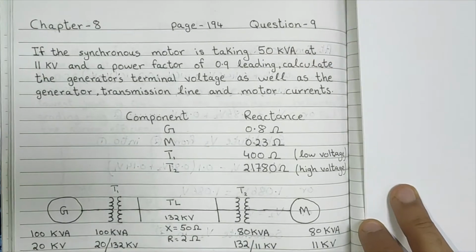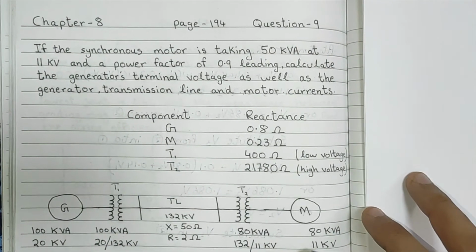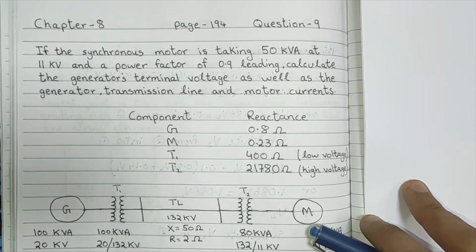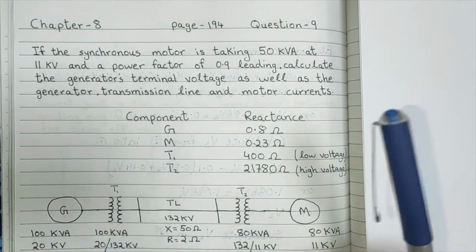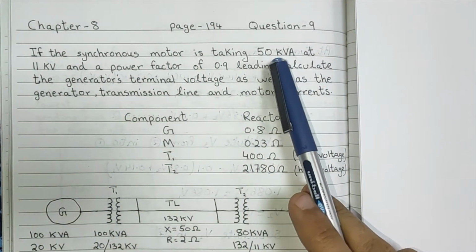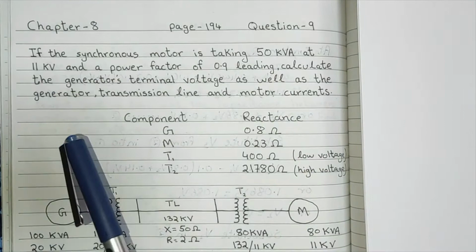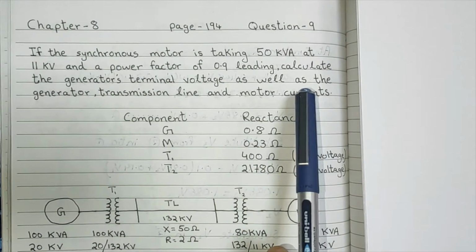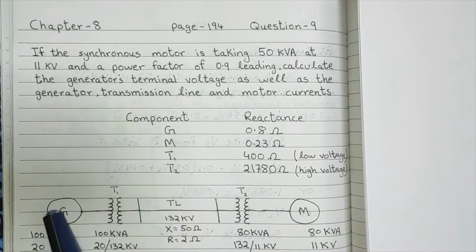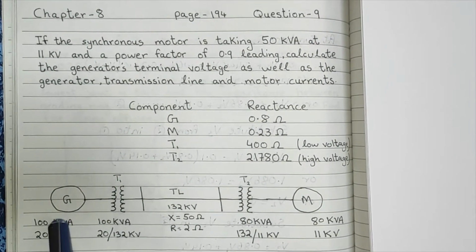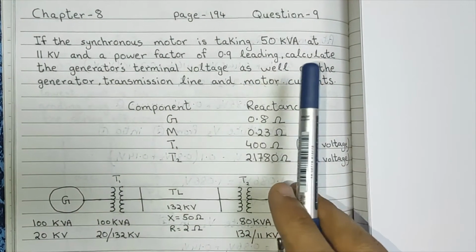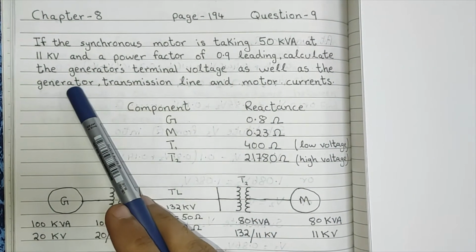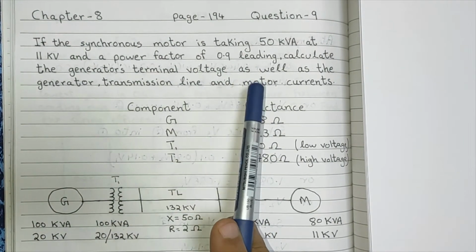So this is question number 9 of chapter number 8, which you can find on page number 194. In this question, we have a synchronous motor which is taking 50 kilovolt ampere at 11 kV with a power factor of 0.9 leading. The question asks us to calculate the terminal voltage of the generator, and it wants us to find the currents in the generator, transmission line and the motor.